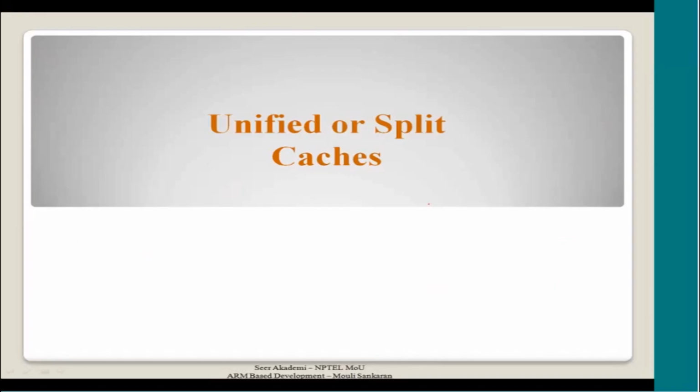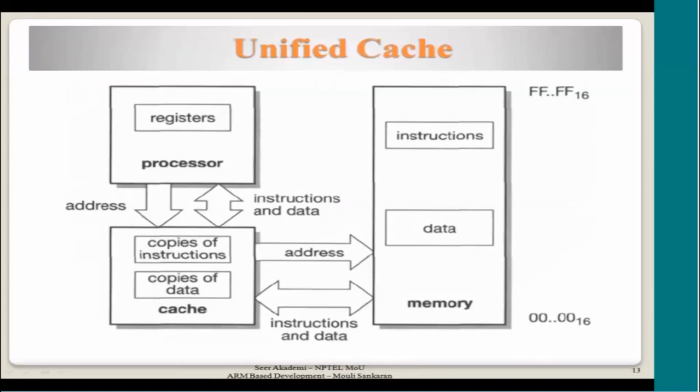Now we are going into the unified cache. I told you that instruction and data can occupy the same cache. In that case, what happens? A particular block in the cache can be competing for an instruction to sit or for a data to sit in the location. So both of them are competing for the same location.